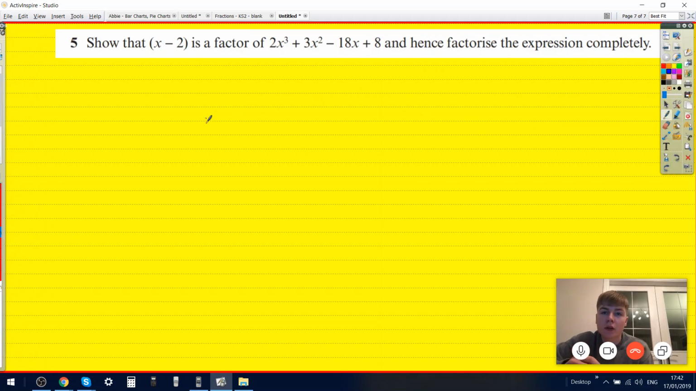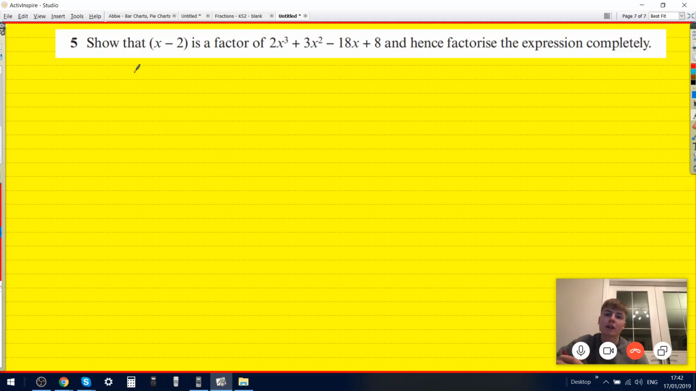x minus 2. So if x minus 2 is a factor, then x equals 2 is a solution. Yeah. And so we just have to factorize this out. You just use your table method for that. Right, yeah.